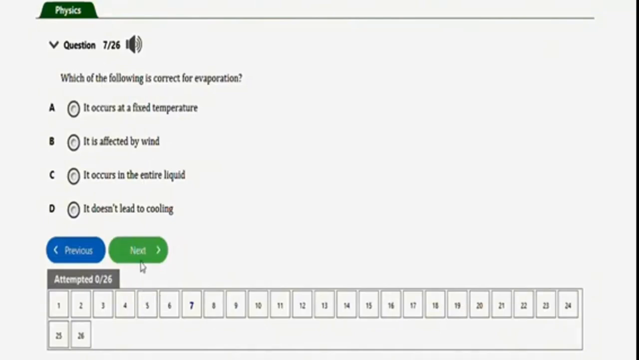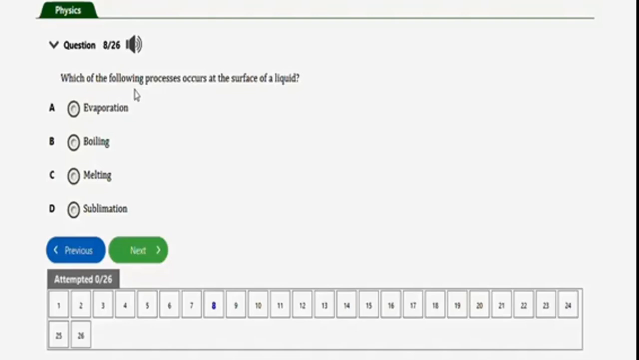Next question is this one. It says which of the following processes occurs at the surface of a liquid? The correct option is option A, which is evaporation. It's not boiling, it's not melting, it's not sublimation. So evaporation occurs at the surface of a liquid.